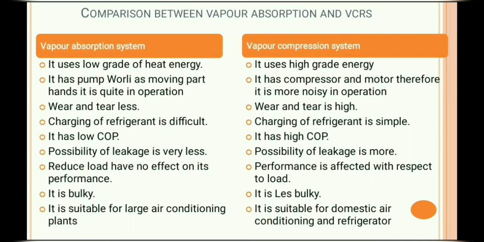Clear? The vapor compression system has only 4 parts, that is why it is less bulky. But the vapor absorption system has 7 more parts, that is why it is more bulky. Okay, and the last one is the note point.